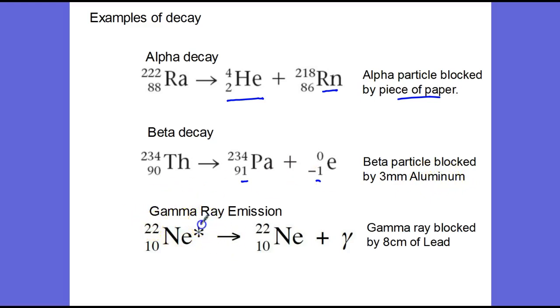Gamma emission: this just says this is a nucleus in an excited state, and it relaxes, so your nucleus is the same. Now, sometimes there are more complicated gamma ray equations. If you look online, you might see equations where it actually does break into a daughter nucleus. But in the simplest case, the atomic nucleus stays the same, and then you just have a gamma ray. 8 centimeters of lead can block a gamma ray. So, from least dangerous to most dangerous.